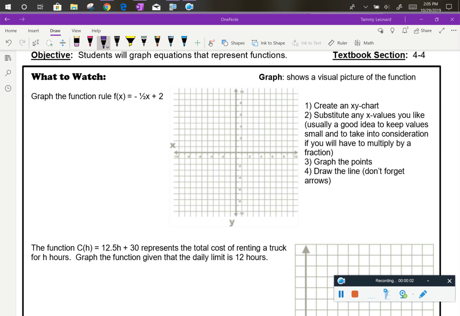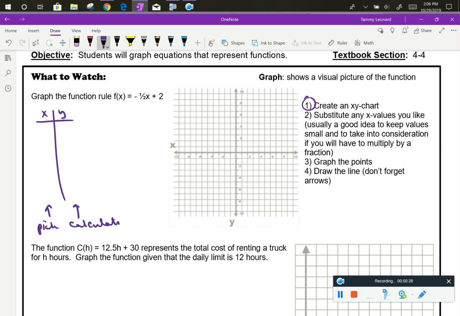When we graph using a function rule, we're going to start by creating an XY chart. When we create an XY chart, we get to pick the values for X and calculate the values for Y. When I pick the values for X, I can just pick any numbers I want to, but picking very large or very small numbers can make the arithmetic difficult.